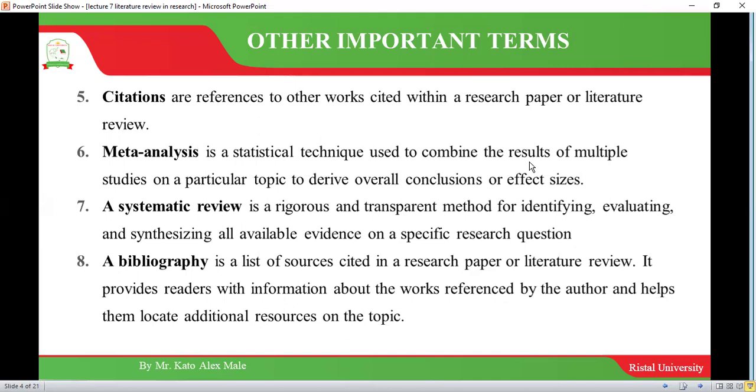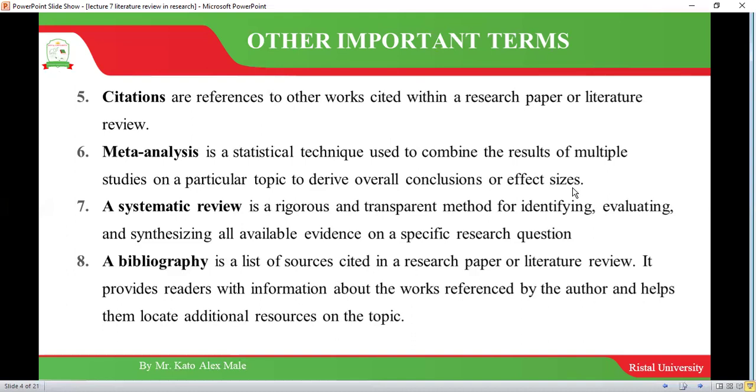You have one topic, hygiene-related diseases, but you're trying to analyze various studies, various articles on that topic, and you try to come up with some statistical data. And such a technique is called a meta-analysis. A systematic review is a rigorous and transparent method for identifying, evaluating, and synthesizing all available evidence on a research question. That is the difference between a meta-analysis and a systematic review.